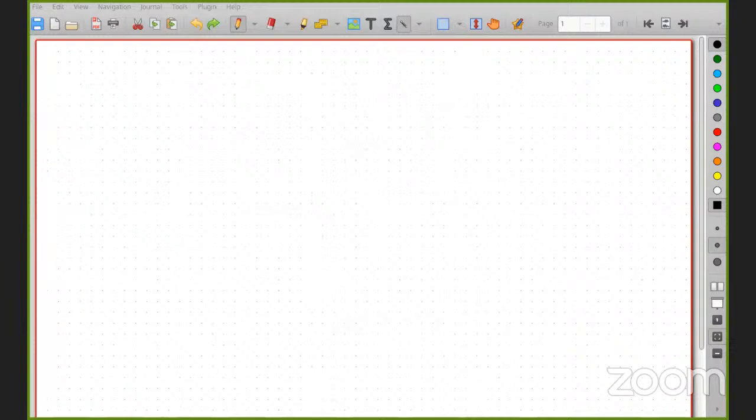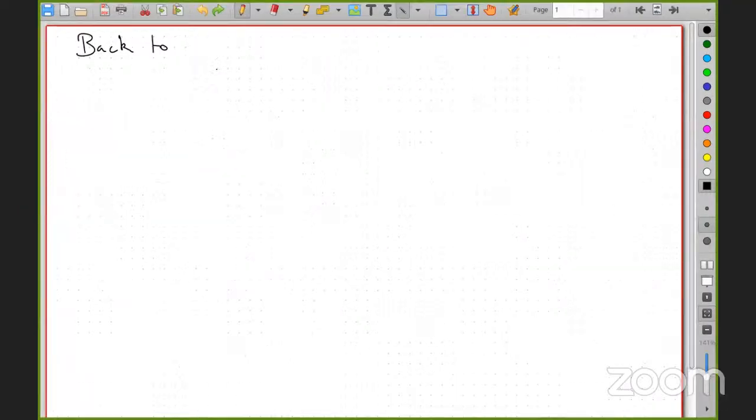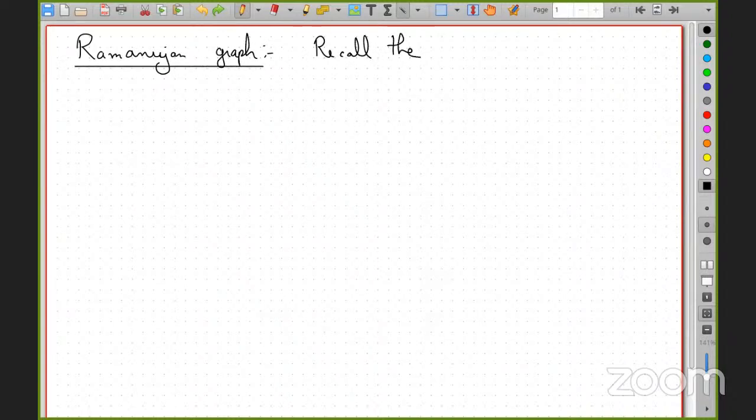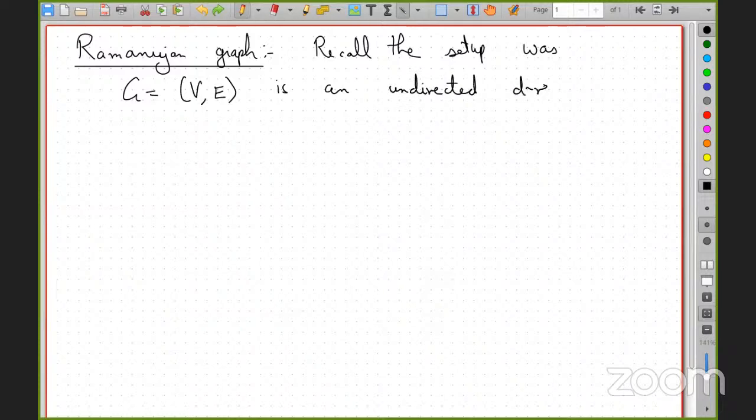So we had done some reductions already on that particular problem. Recall the setup. The setup was G = (V, E) is an undirected d-regular graph, and A is the adjacency matrix.